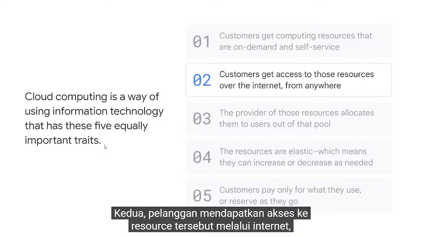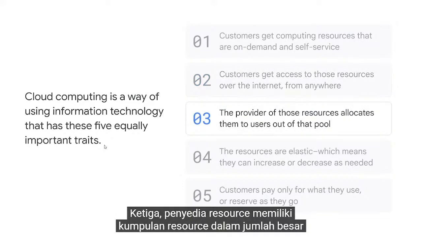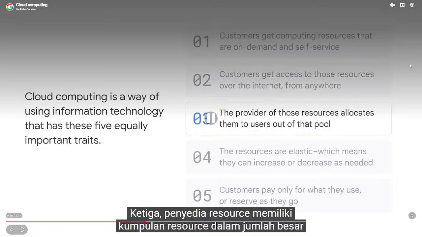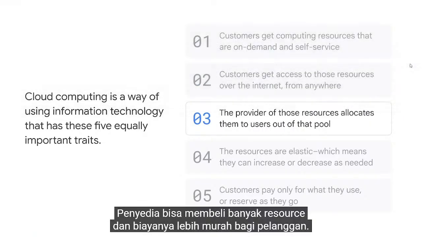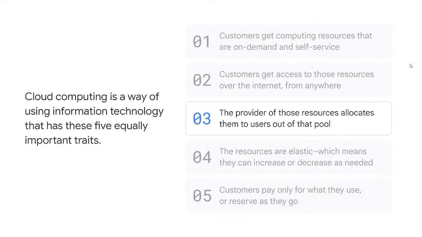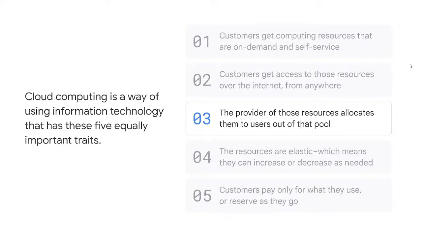Second, customers get access to those resources over the internet, from anywhere they have a connection. Third, the provider of those resources has a large pool of them and allocates them to users out of that pool. That allows the provider to buy in bulk and pass the savings on to the customers. Customers don't have to know or care about the exact physical location of those resources.